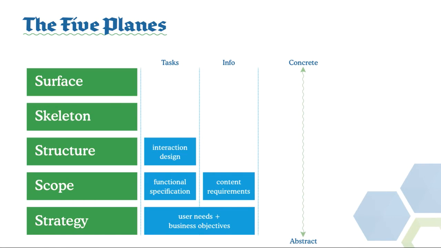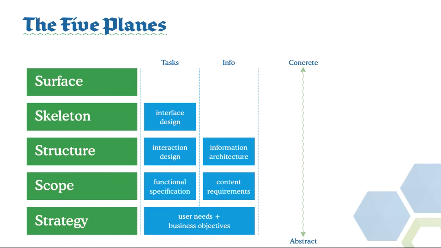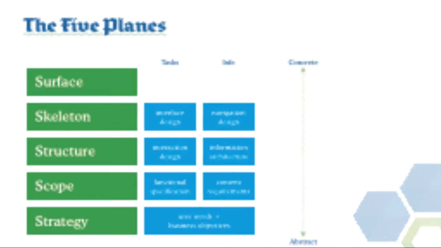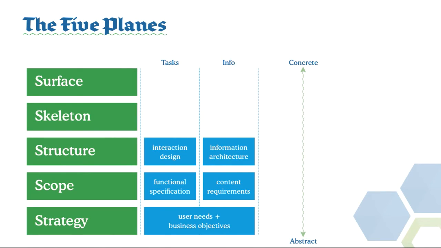So actually, let me go back here just a little bit. As I mentioned, we'll get into the difference between these two, interaction design and information architecture. We'll also get into the difference between interaction design and interface design, which is usually the more confusing. As we get into interface design on the skeleton plane, this is where we deal with all the buttons, toolbars, controls, basically the things that allow us to interact with the functionality of the system. That's, in a nutshell, interface design.